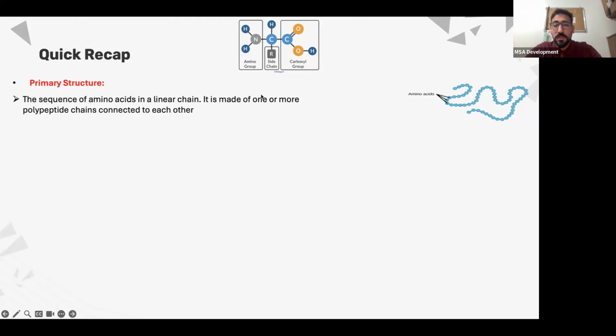So this is called the primary structure of a protein. Now, it's an important thing to note that it is stabilized by the peptide bonds between the different amino acids.